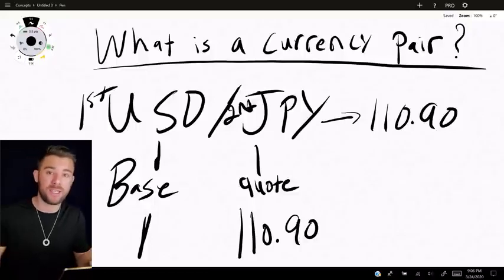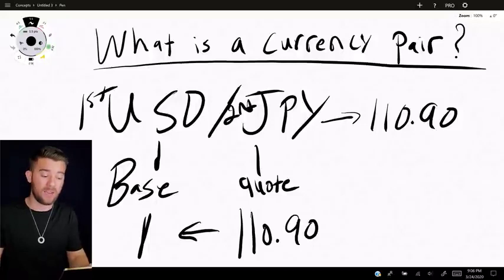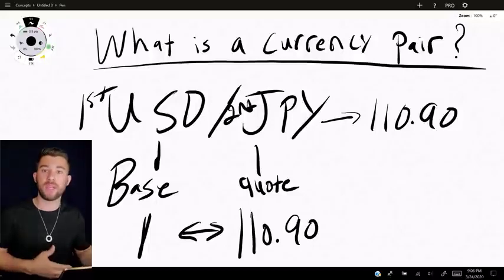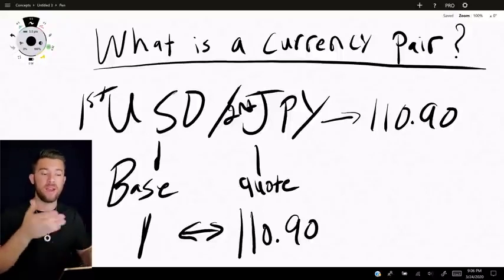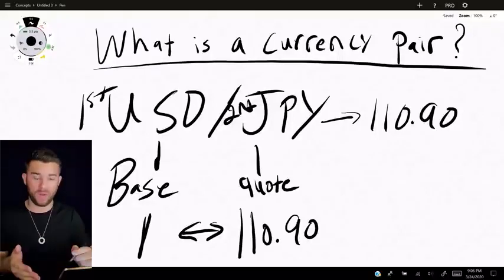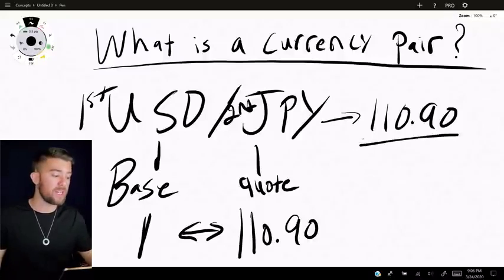If you have 110.90 yen, then you essentially have $1 and vice versa. So this is a currency pair, and this is how you're always going to look at it. The first pair is always the base pair with a value of 1. The quote pair is what you're seeing as a quote.